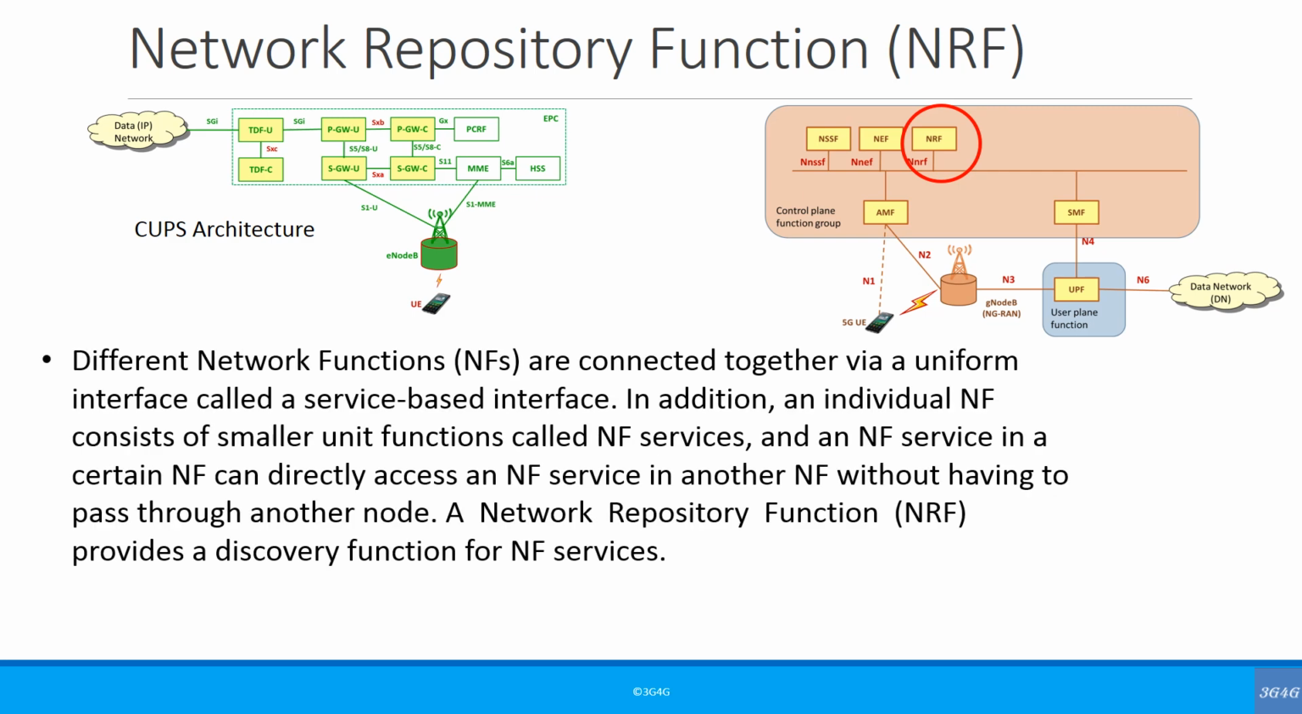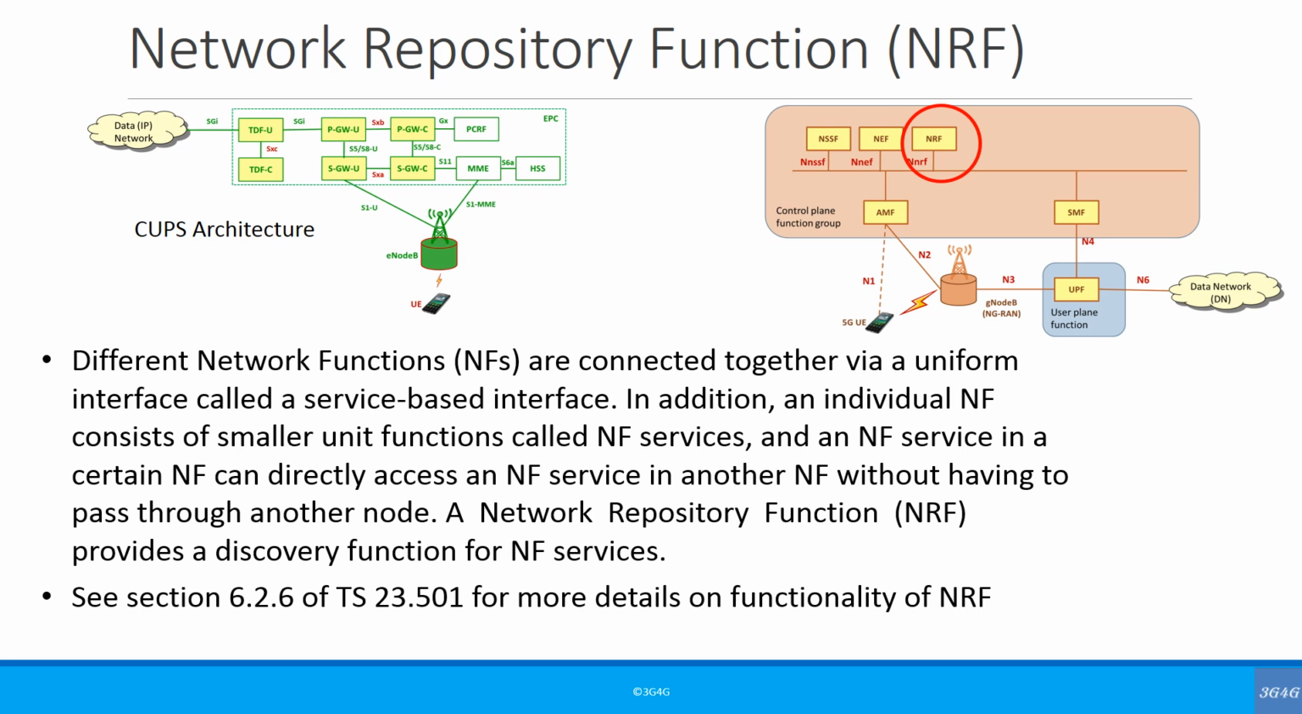Now, different network functions are connected together via this uniform interface called the service-based interface, which we saw before. In addition, an individual network function consists of smaller unit functions called NF services, network function services. And an NF service in a certain NF can directly access an NF service in another NF without having to pass through another node. This is a very important point to remember. So the network repository function provides a discovery function for all these network function services. More details in section 6.2.6 of 23.501.